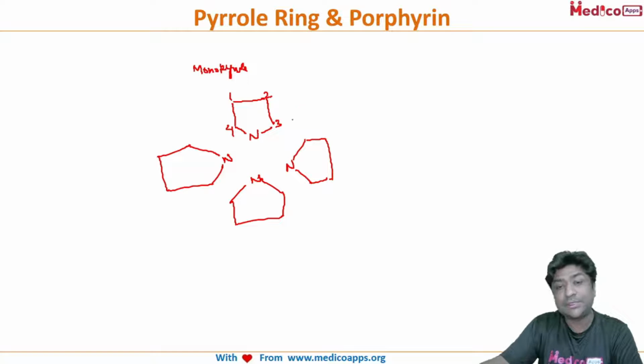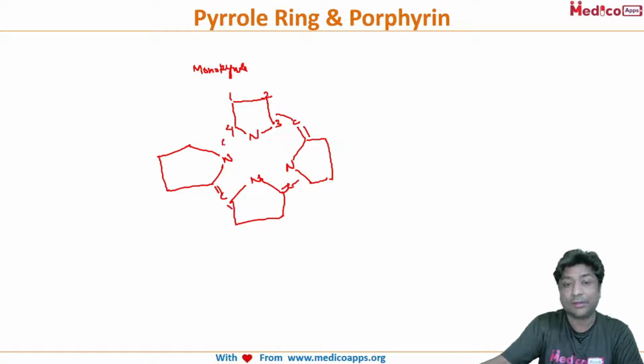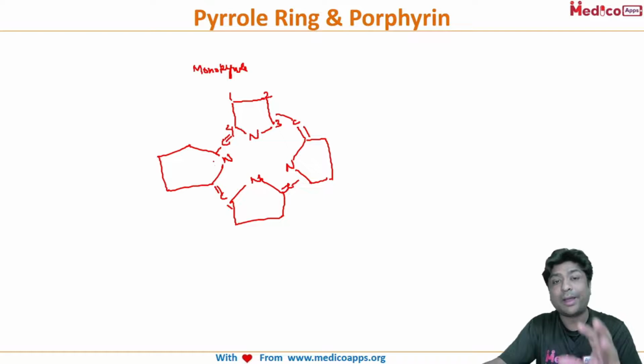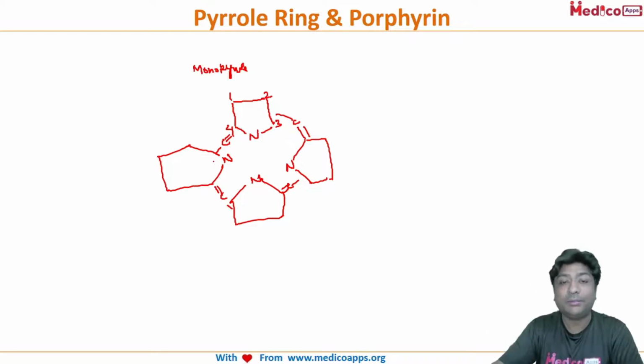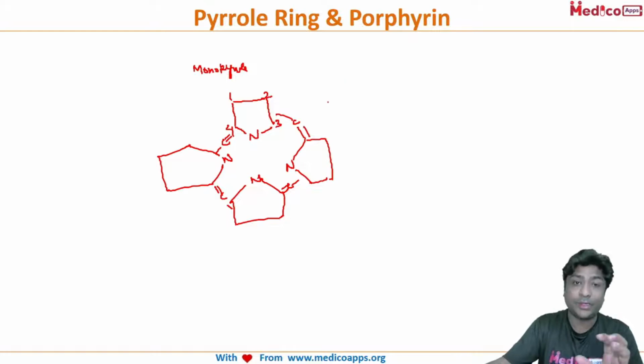What are the methylene bridges? Carbon, on one side there will be a double bond, on one side there will be a single bond. So when 4 such monopyrroles are joined together by methylene bridges, that we call a tetrapyrrole or a porphyrin.